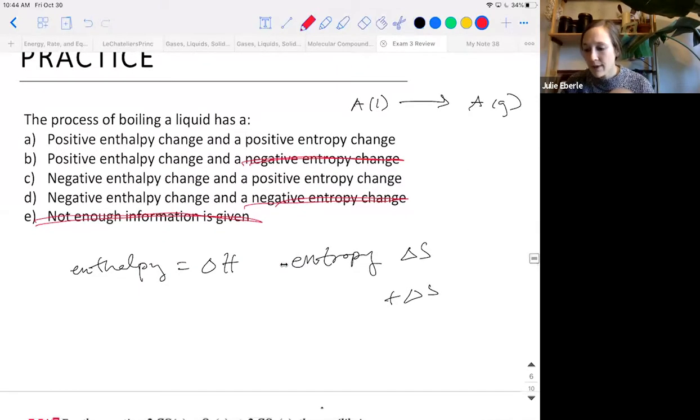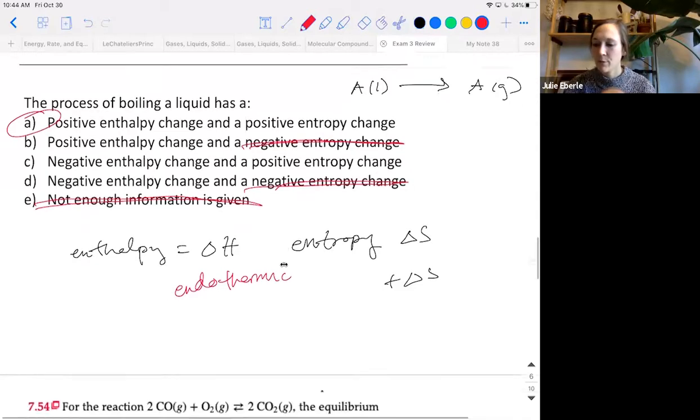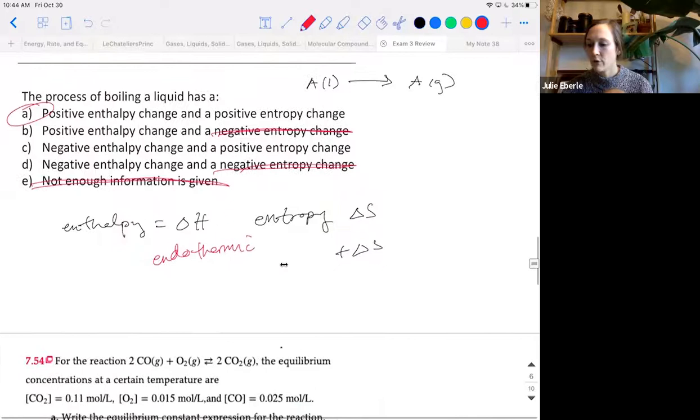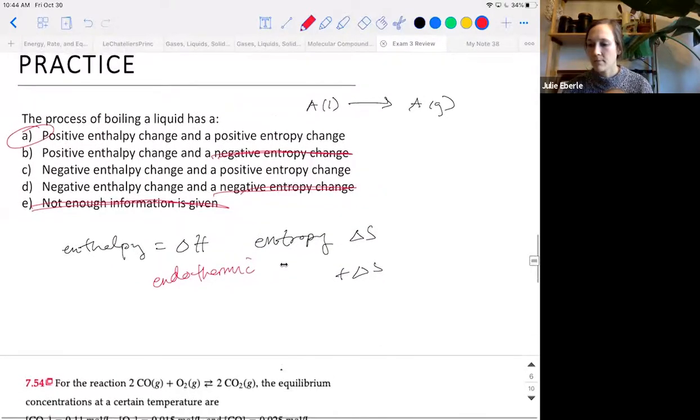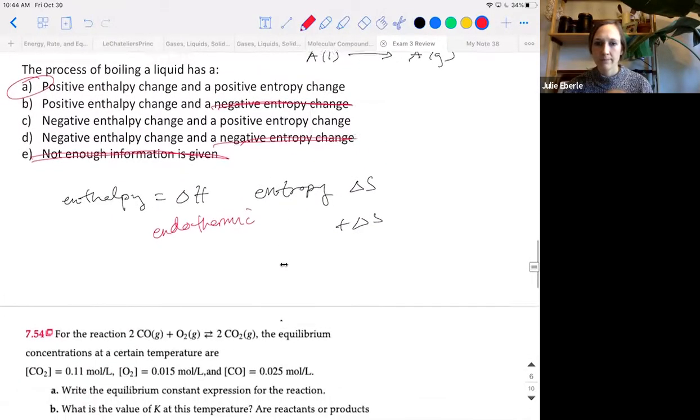So because it's endothermic, delta H is positive. So which one is that? A, positive enthalpy and positive entropy change. This one's challenging. You have to think about it, because we really haven't asked a style of question like that before. Any questions on that? All right.